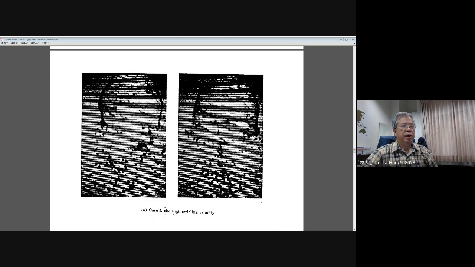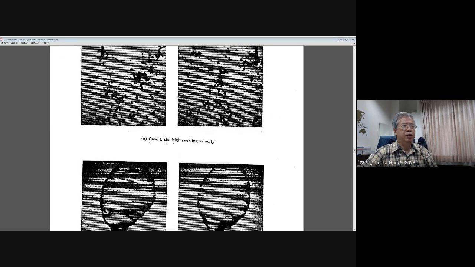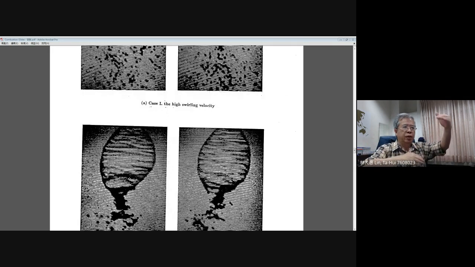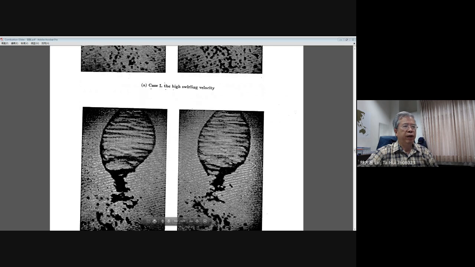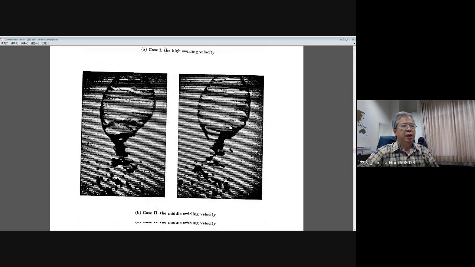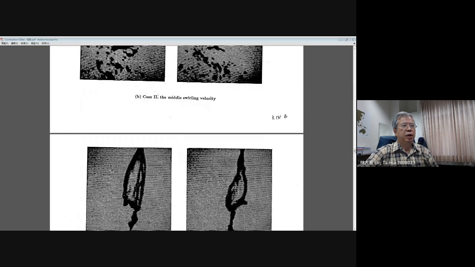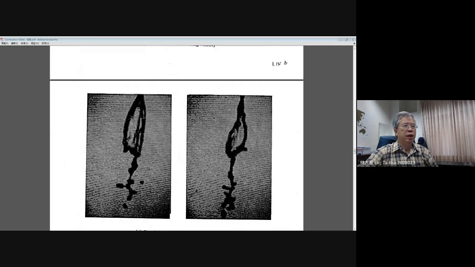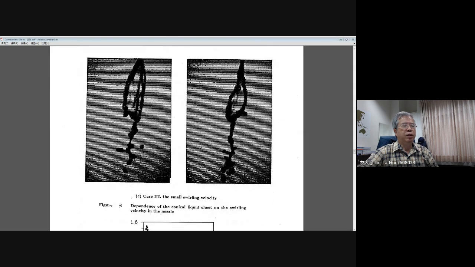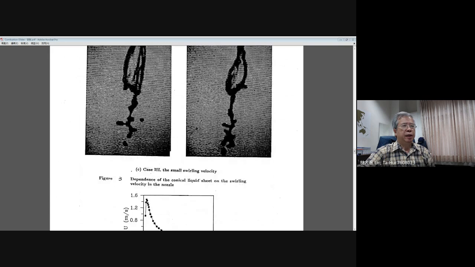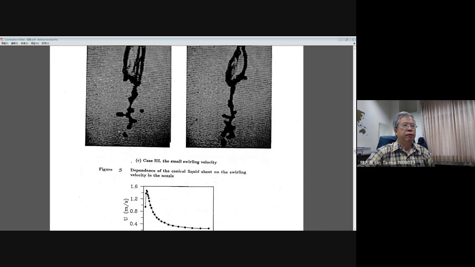If you decrease the swirling velocity, then you will see the spray angle become smaller, and you will have a longer, larger area for the liquid sheet, and atomization becomes less effective in the downstream sites. If you decrease the velocity even more, you will find there is almost no atomization in this situation. Now we try to look at the measurements of the detailed flow structures.